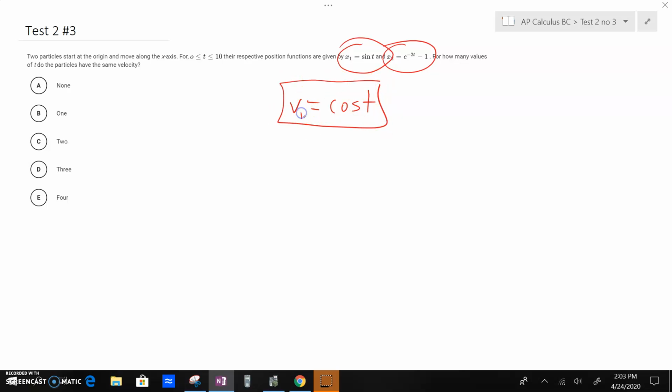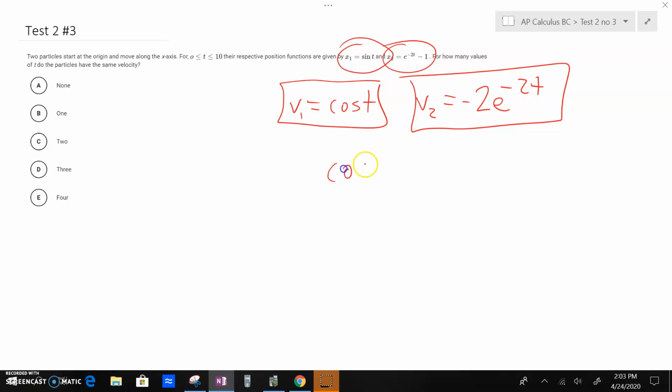That would be our v1, I guess, if we're doing the subscript. And then my v2, if I take the derivative of that, is negative 2e to the negative 2t. Then the derivative of negative 1 goes away. So these are my two velocity equations, and you want to know for how many t values those two are equal. So what we want to do is set them equal to each other.